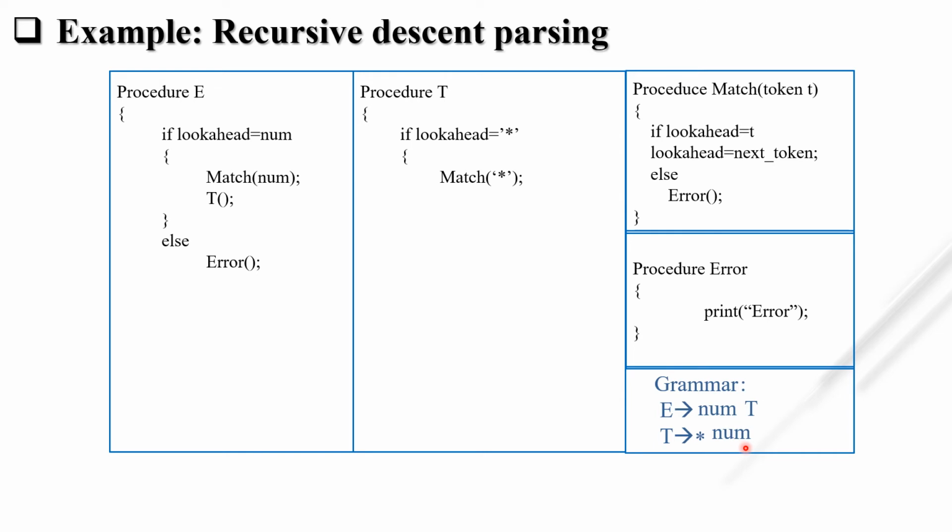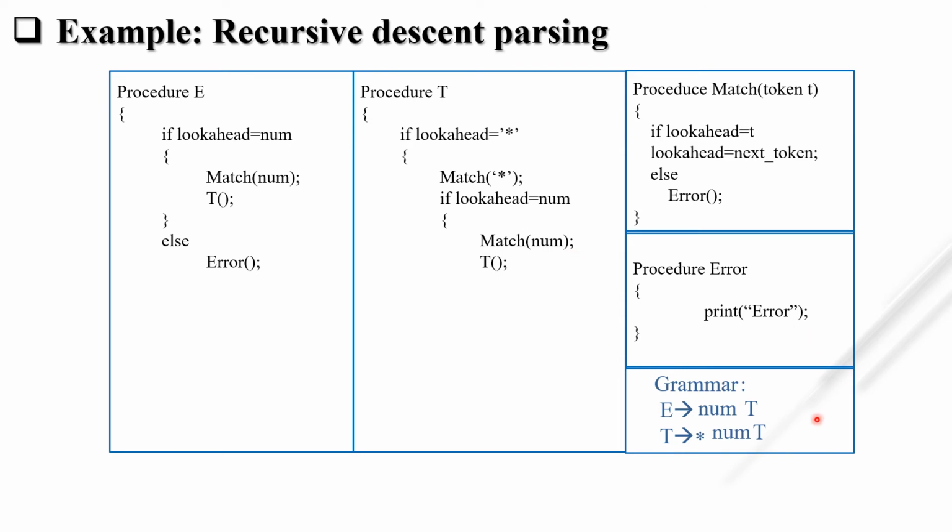What is the next symbol of T? That is num. This is also terminal, this is also terminal. So in this if, we have to match the num also. Okay, so first we write if lookahead equal to num, then we have to match num.